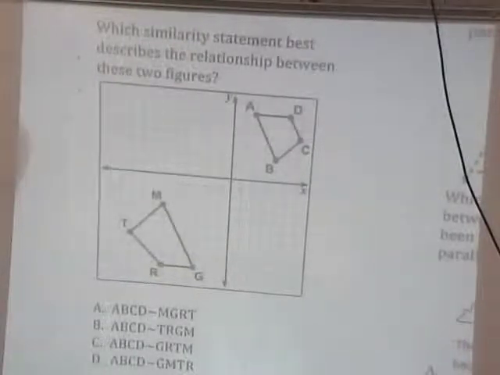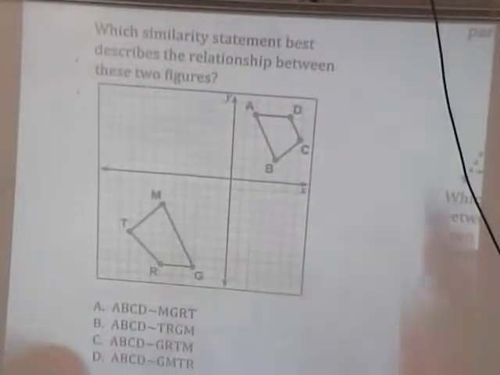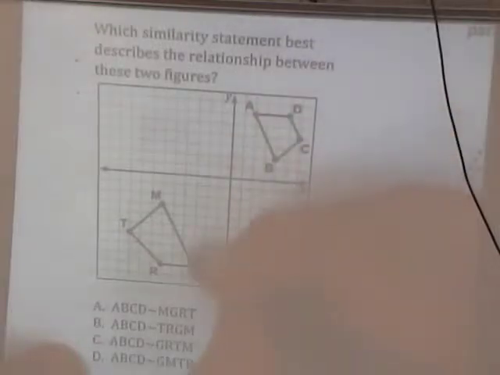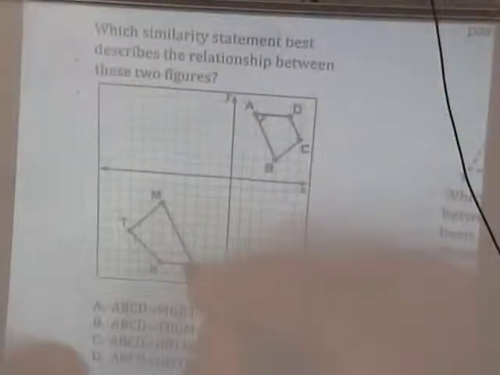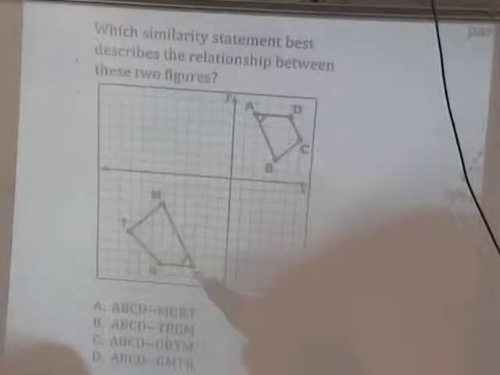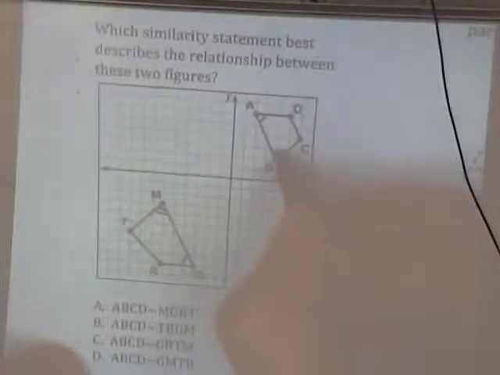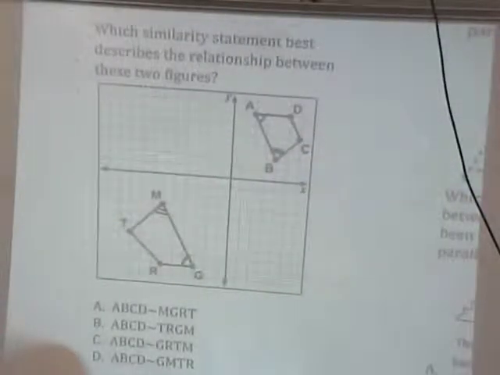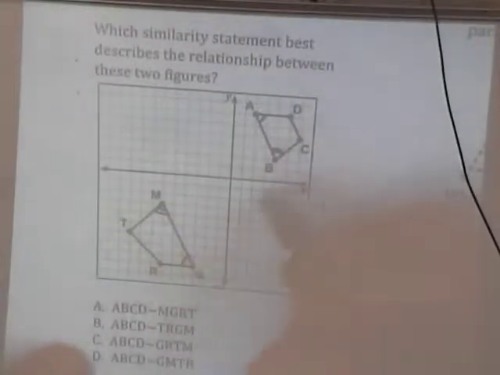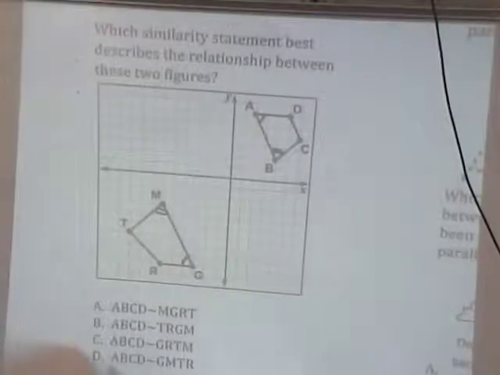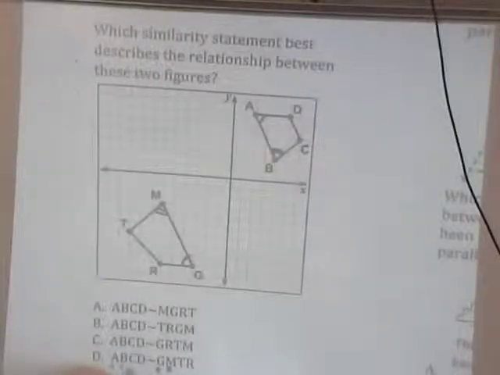Somebody said D. It looks like A and G would be corresponding angles, right? And then corresponding, M and B would correspond to each other. Wouldn't it be D? The answer would be D. And then T and C and D and R. A and G, B and M, C goes to T, and then D and R. Yep.